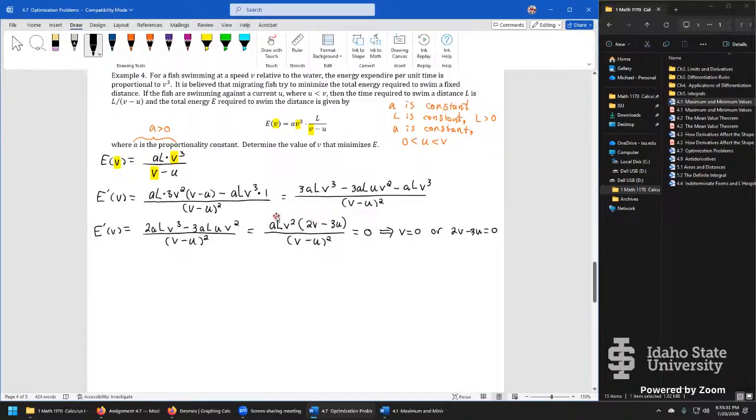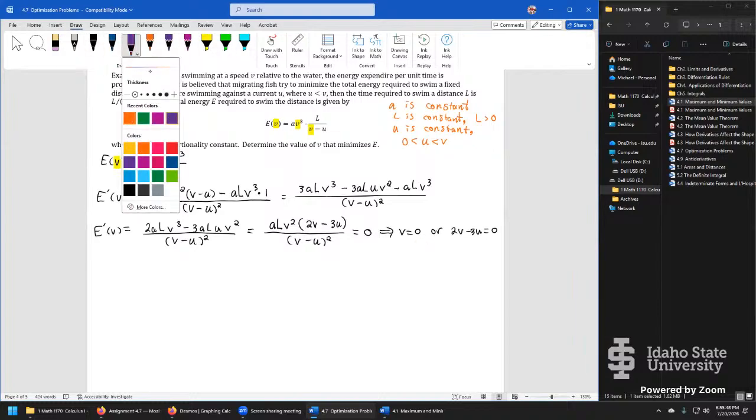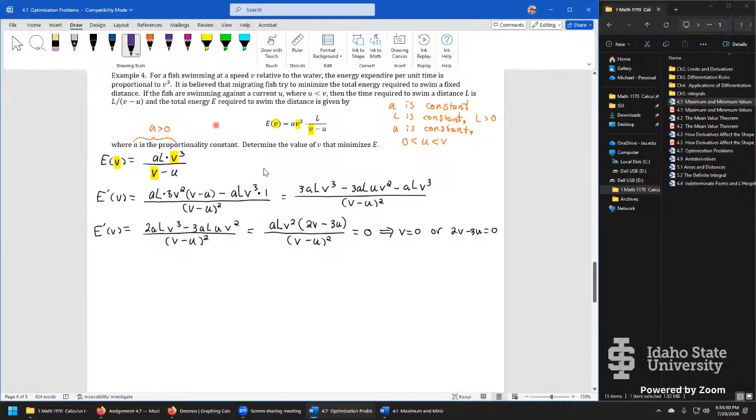A is non-zero, L is non-zero. Those are positive constants. And this is troubling because if you look back, both the second derivative test and the first derivative test imply there can only be exactly one critical number. So if you have two critical numbers, we need to look into which one we're going to eliminate and why. And this is the one that we eliminate.